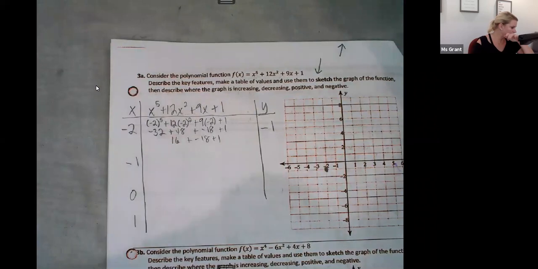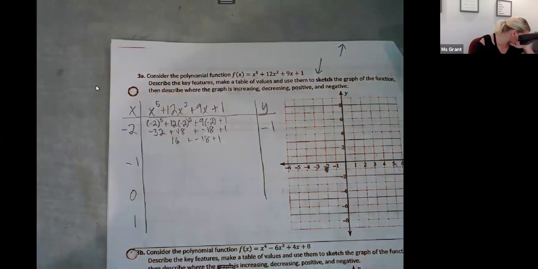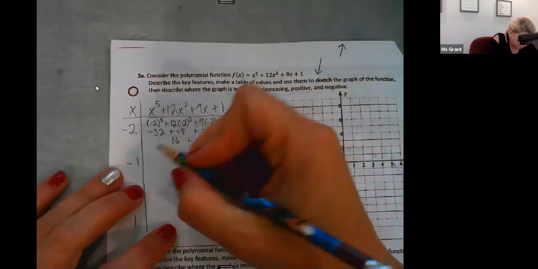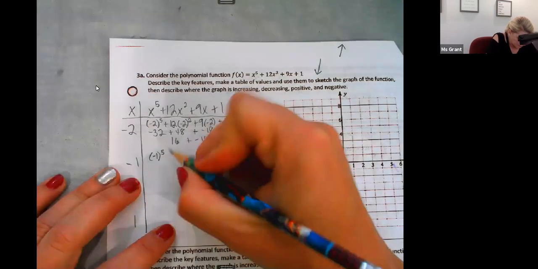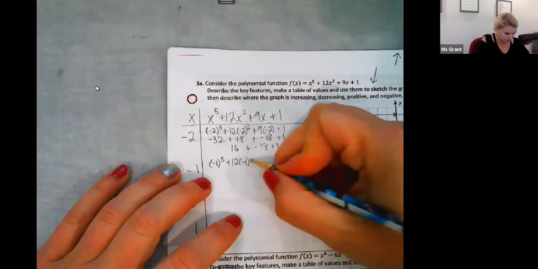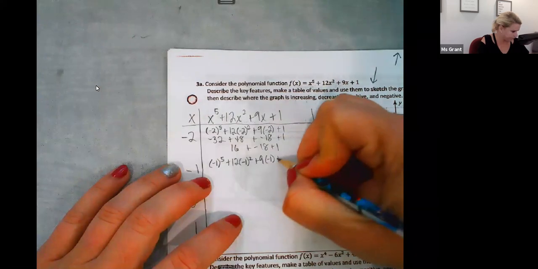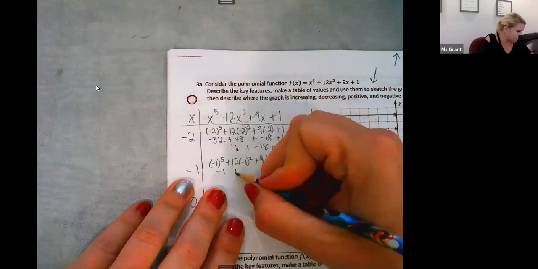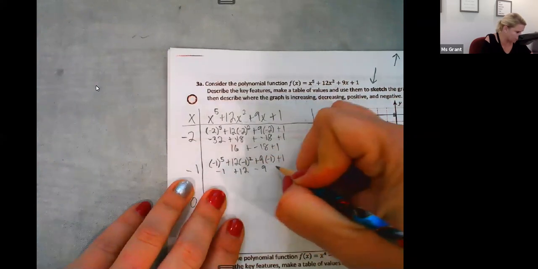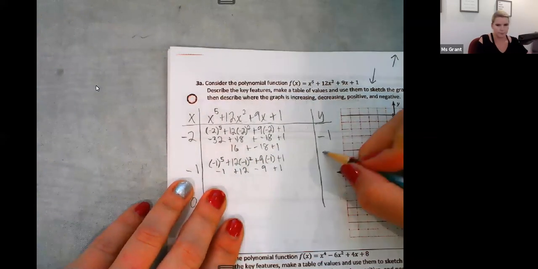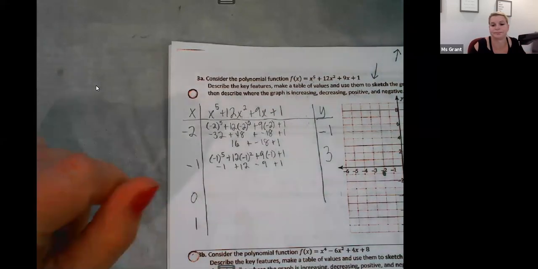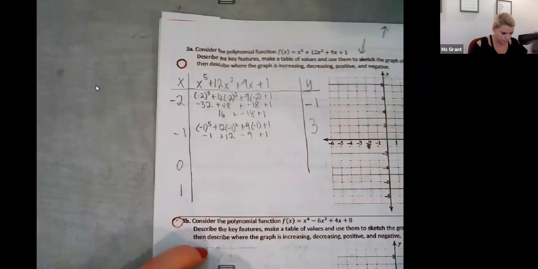When I plug in -1, I got -1 to the 5th plus 12 times -1 squared plus 9 times -1 plus 1. Anyways, -1 plus 12 minus 9 plus 1 ends up being 3. So the point is -1, 3.